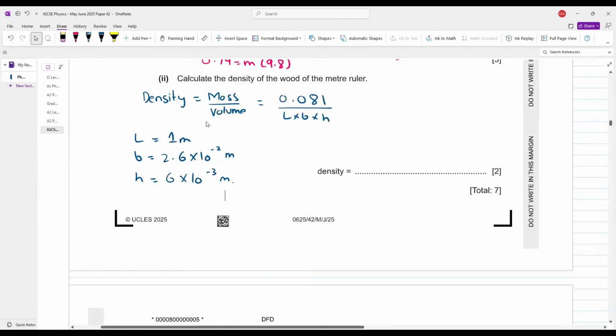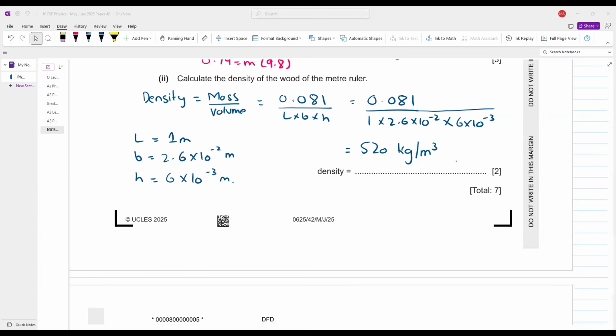Okay. Can you calculate the density? Yes. Mass is 0.081. What is the length? 1. What is the breadth? 2.6 into 10 raised to the power of minus 2, multiplied by height, 6 into 10 raised to the power of minus 3. What does your density come out to be? Density comes out to be 520 kg per meter cube. Simple, easy peasy lemon squeezy, nothing difficult.